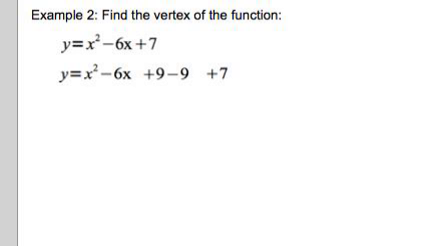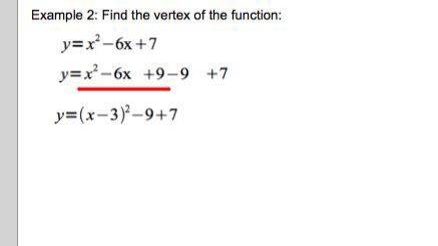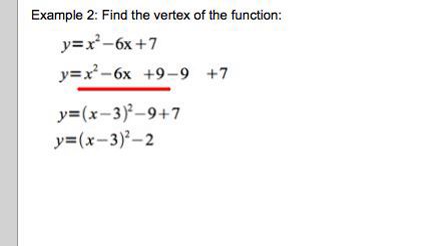And we do that to force a perfect square amongst the first three terms here. So these first three terms, the x squared minus 6x and plus 9, form a perfect square. We can factor it. Those first three terms will factor to x minus 3 all squared. We still have a minus 9 and a plus 7. Collect our like terms. And we get y equals x minus 3 all squared minus 2. It's in vertex form. It's very easy now to read off the vertex, which is at 3, negative 2.